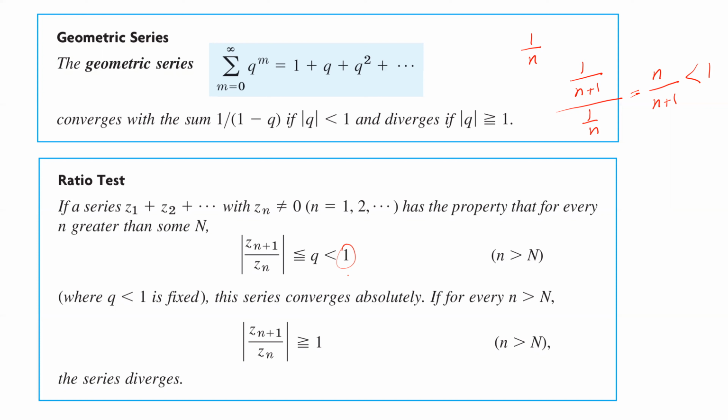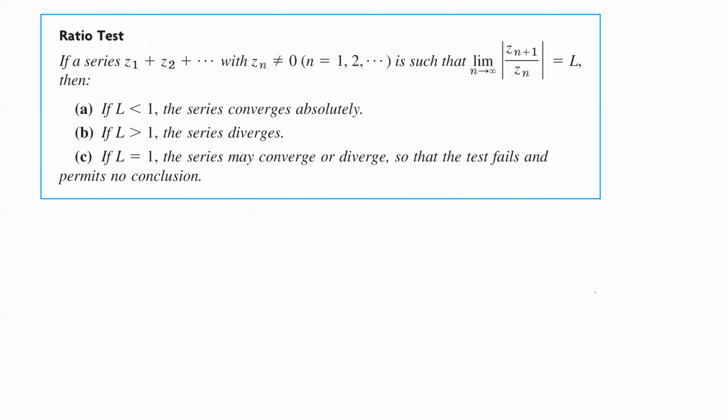If for every n greater than N, absolute value of Zn plus 1 over Zn is greater than or equal to 1, then the series diverges. All right, so this is the ratio test. Another way to put forth this ratio test is this.